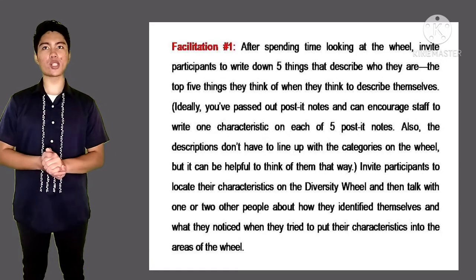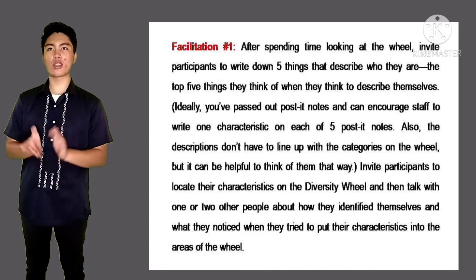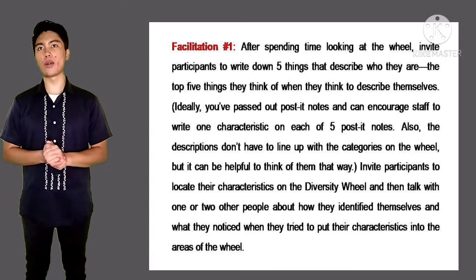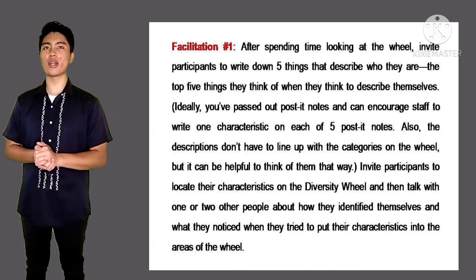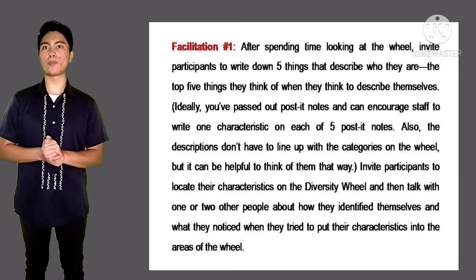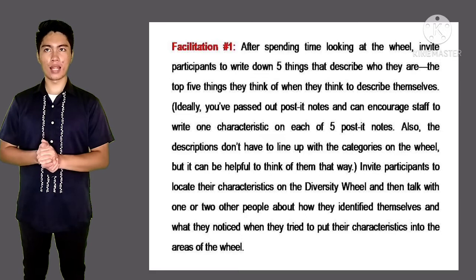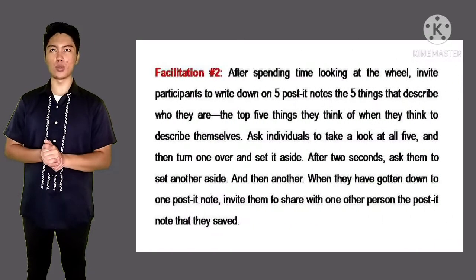Invite participants to locate their characteristics on the diversity wheel and then talk with 1 or 2 other people about how they identify themselves and what they noticed when they tried to put their characteristics into the areas of the wheel. Now, facilitation number 2.